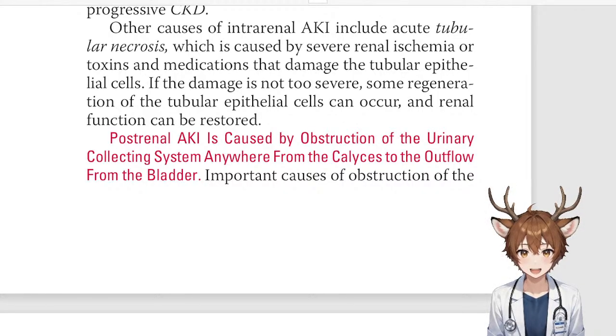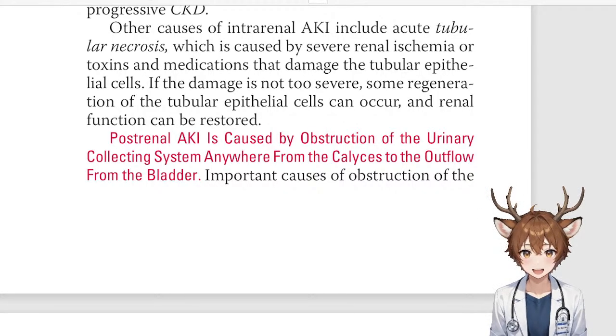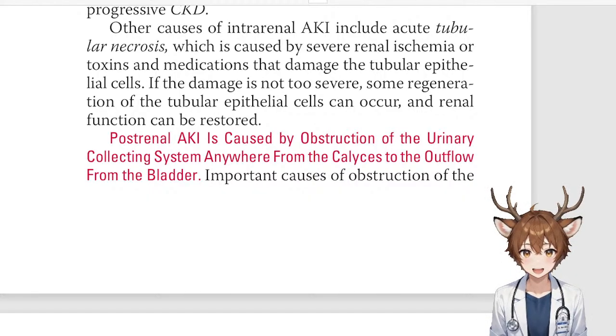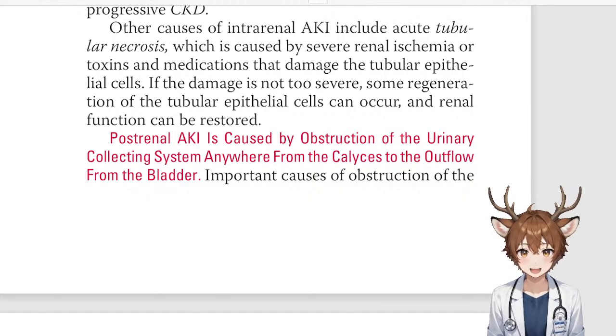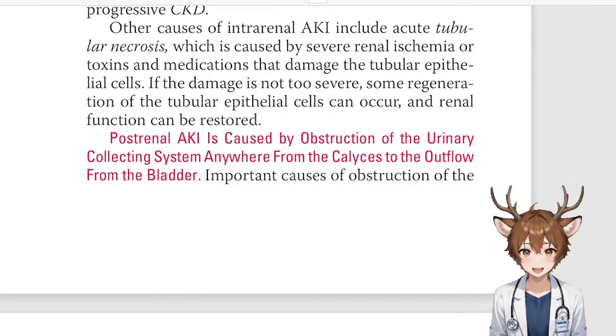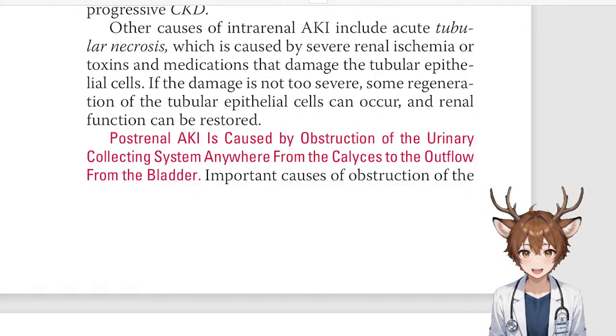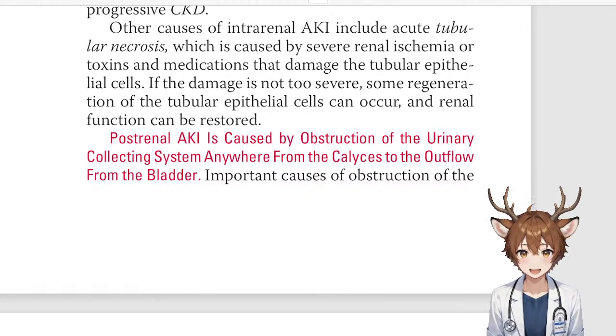Other causes of intrarenal AKI include acute tubular necrosis, which is caused by severe renal ischemia or toxins and medications that damage the tubular epithelial cells. If the damage is not too severe, some regeneration of the tubular epithelial cells can occur and renal function can be restored. Post-renal AKI is caused by obstruction of the urinary collecting system anywhere from the calyces to the outflow from the bladder.